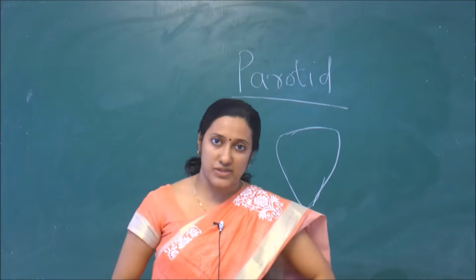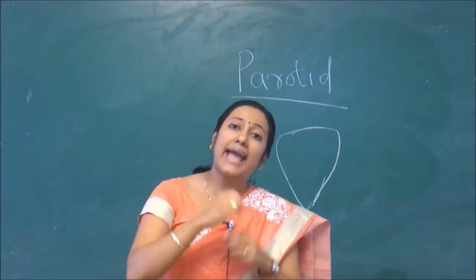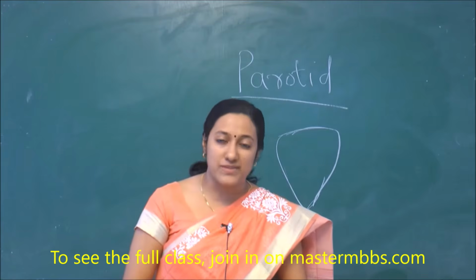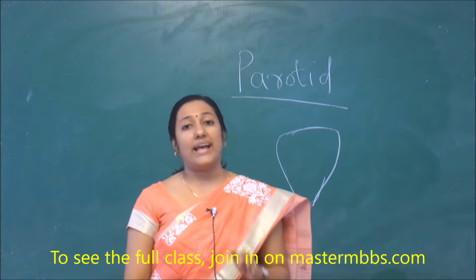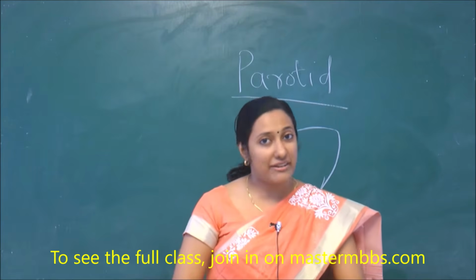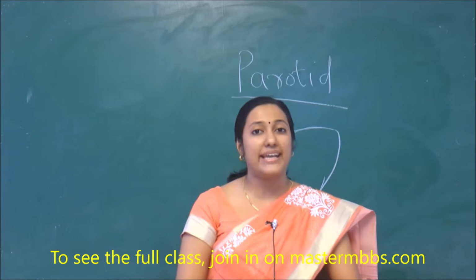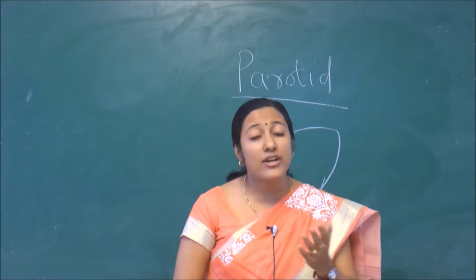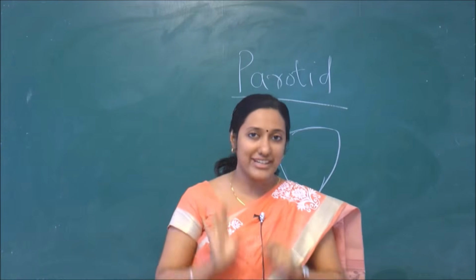Coming to the false capsule. False capsule means some other structure is coming and covering it. In the case of the parotid gland, the false capsule is formed by the deep cervical fascia. As you have already studied in your head and neck part, the deep cervical fascia is divided into various layers. It has an investing layer, prevertebral, pretracheal, buccopharyngeal, pharyngobasilar, and carotid sheath. All these are parts of deep cervical fascia.